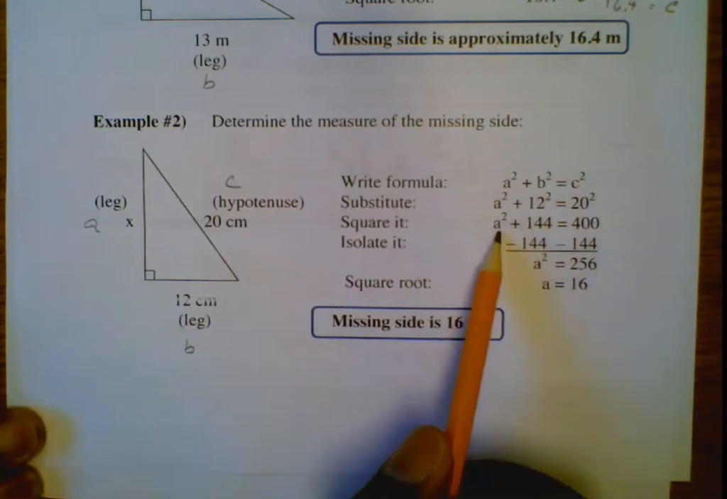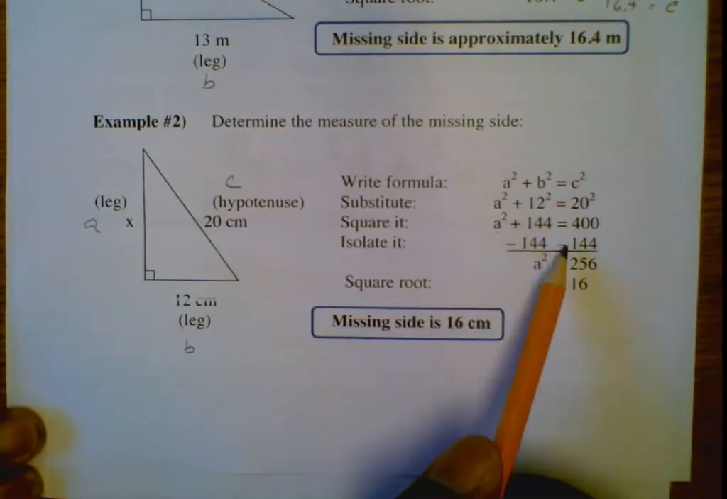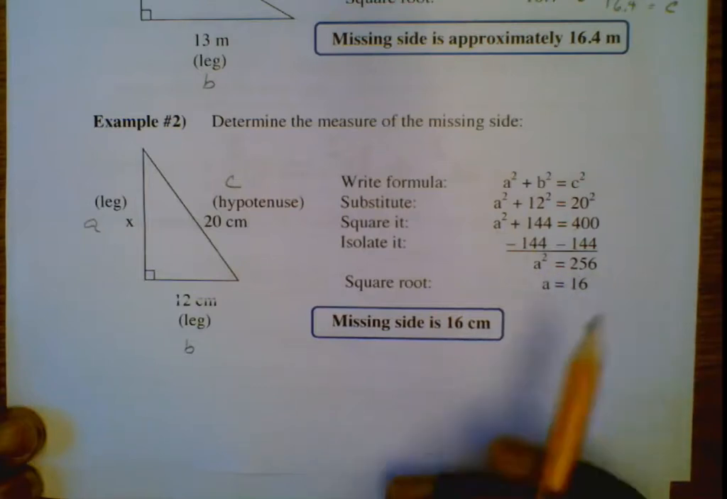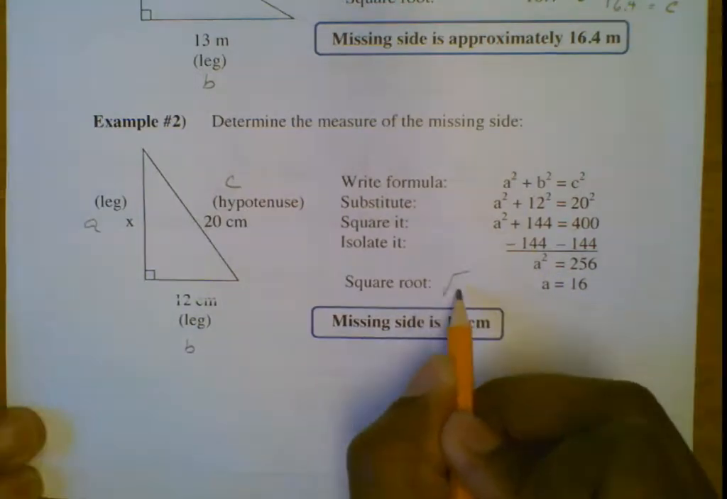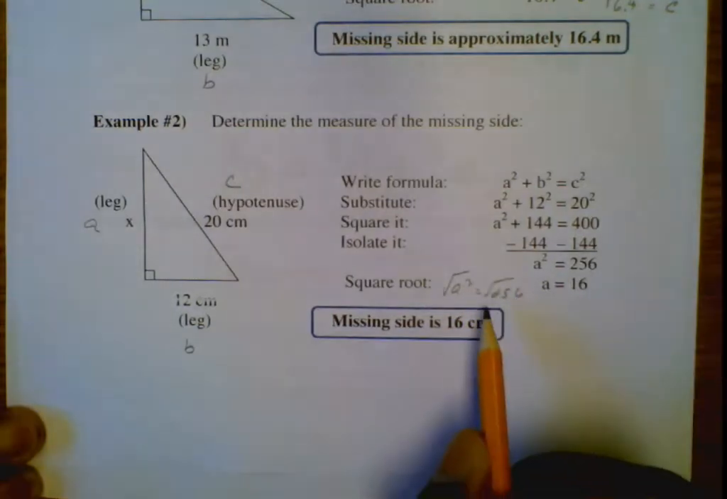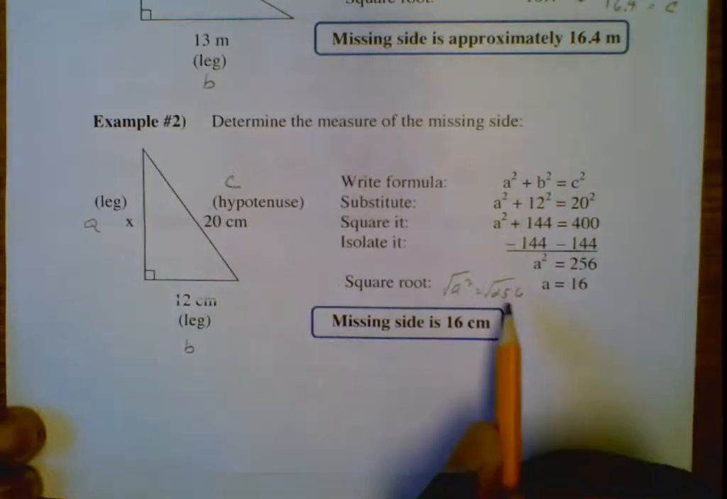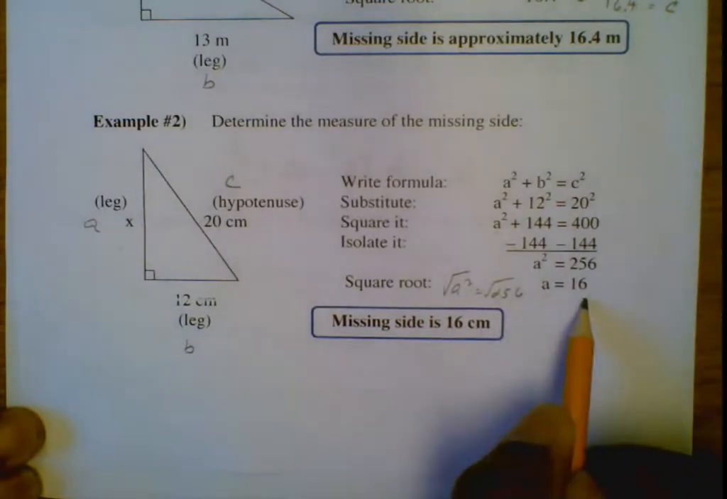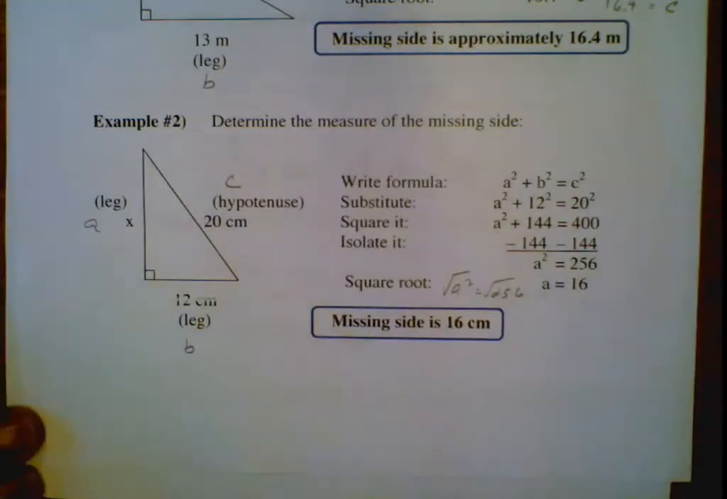To isolate a to the second, you subtract 144. You get a to the second equals 256. And when you square root a to the second and you square root 256, the square root of a to the second is a to the first. And the square root of 256 is 16. So that's how those work. Let's do one on our own.